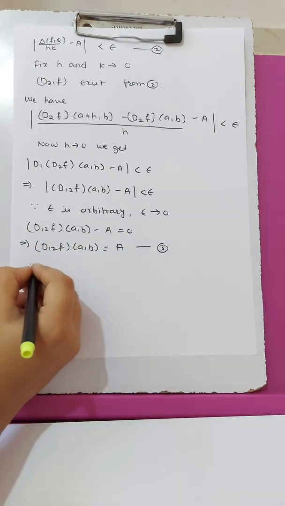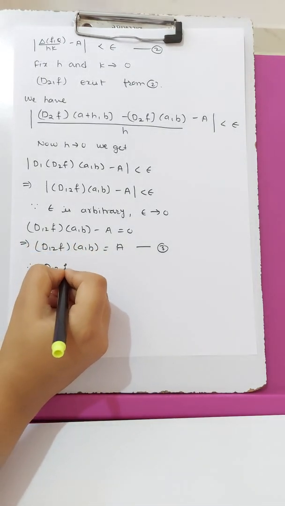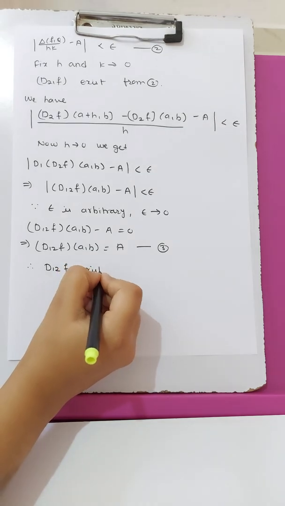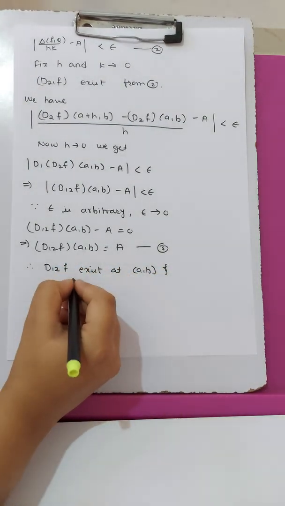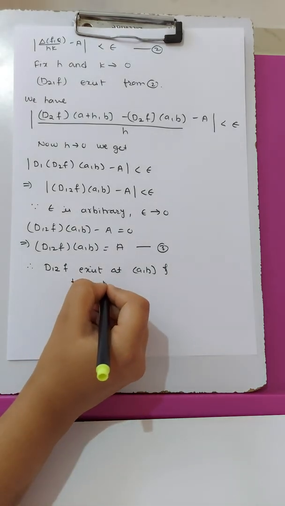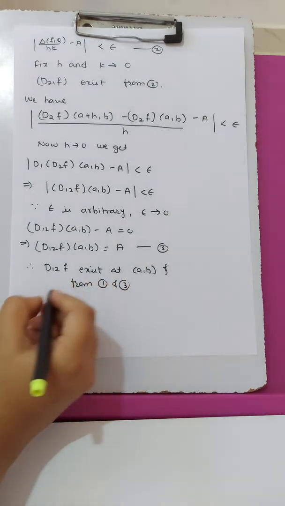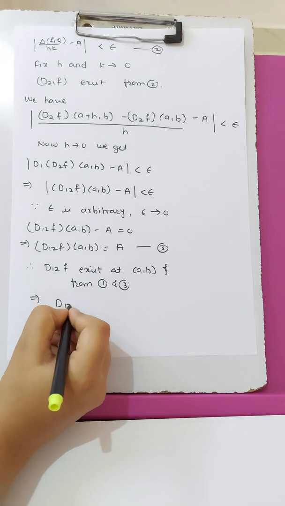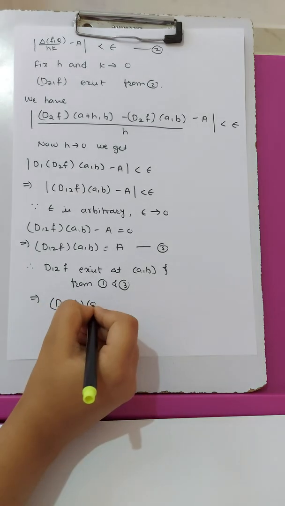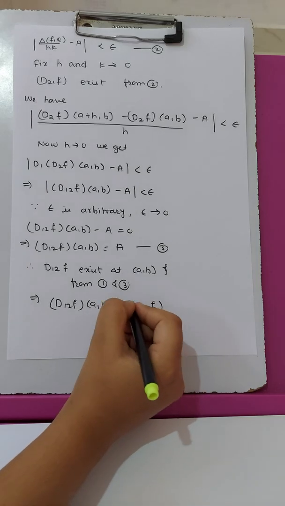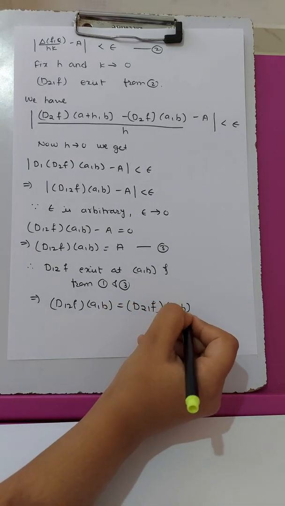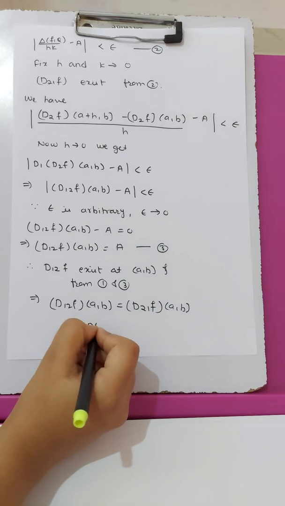So therefore this d12f exists at (a, b), and from 1 and 3 it implies that d12f(a, b) is equal to d21f(a, b), and hence the theorem is proved.